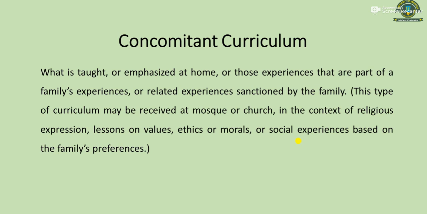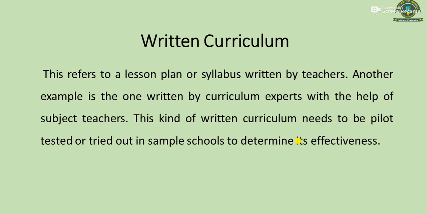This type also includes the mosque or church where you can go for offering prayers, or where the khutbah of Maulana can be included in that type of curriculum, because they provide some information and relevant experiences to the persons. So in the context of religious expression, lessons on values, ethics, morals, or social experiences based on family preferences. So all these lessons or values gained through the family members, or the experiences of the family members, or gained at any place like mosque or church, and their values, are all part of concomitant curriculum.